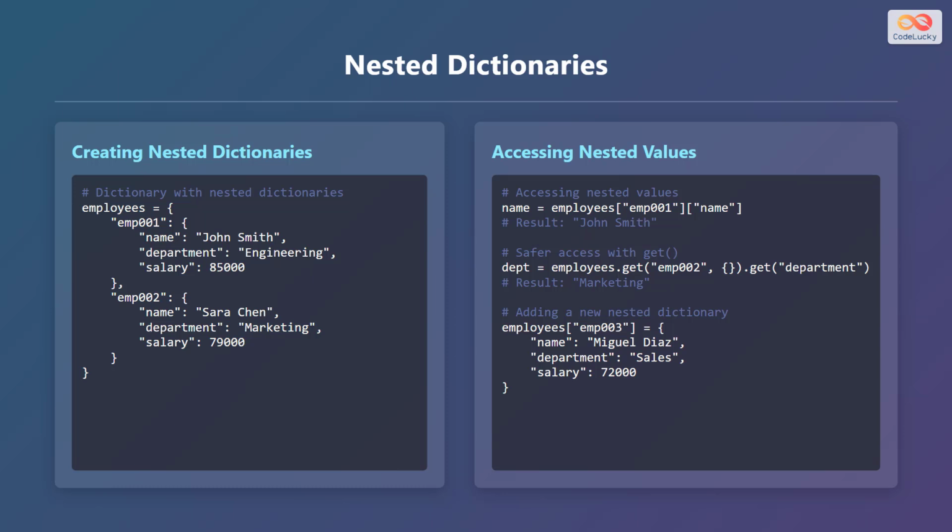Let's dive into nested dictionaries in Python. Nested dictionaries are dictionaries that contain other dictionaries as values. This allows you to create hierarchical data structures, where you can represent complex relationships between data. To access values within nested dictionaries, you can use multiple square brackets or get methods, chaining them together to navigate through the nested structure. Nested dictionaries are useful for representing complex data structures such as JSON-like objects.